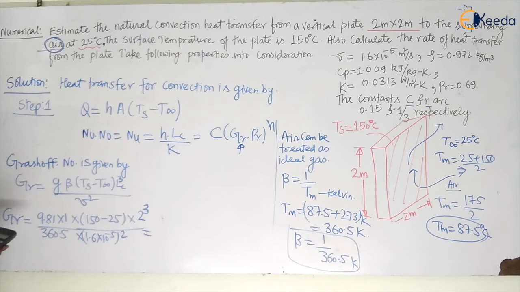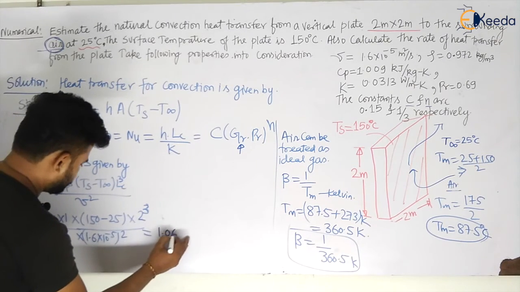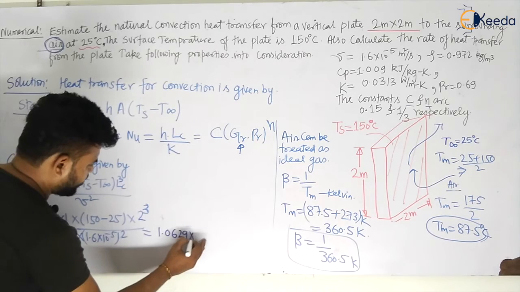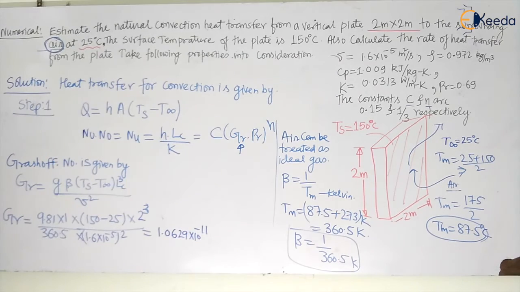Okay, and this will be 9.81 into 1 into 9.81 into, this will become 125, into this will become 8, my dear students, divided by this. You will have something like 1.0629 into 10 to the power 11, my dear students.